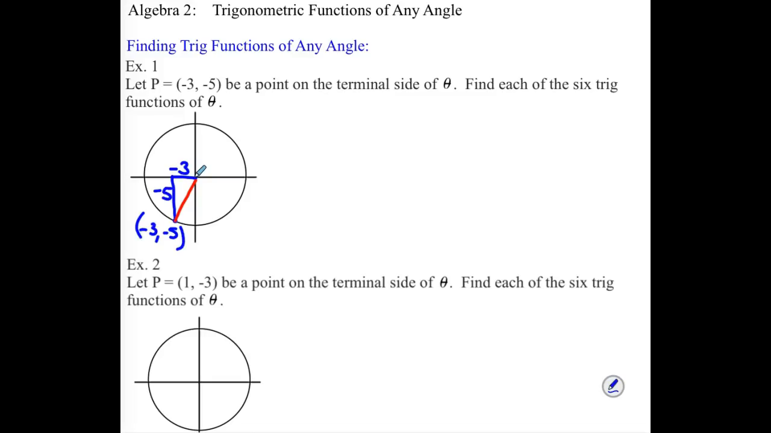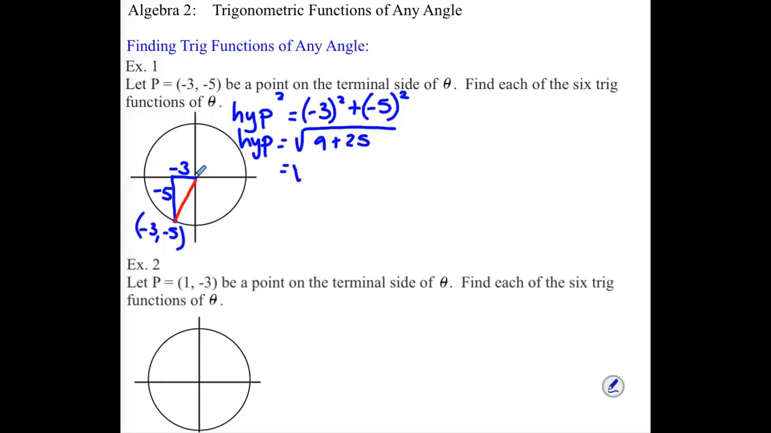We're going to go ahead and find the length for our hypotenuse. So our hypotenuse squared is equal to the other 2 dimensions squared. So -3 squared plus -5 squared. So our hypotenuse will be the square root of 9 plus 25, or the square root of 34. All right, so we're going to draw that in, the square root of 34. And now we have our x, y coordinates and our hypotenuse.